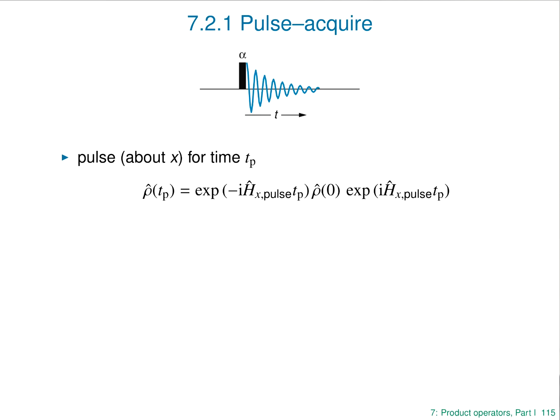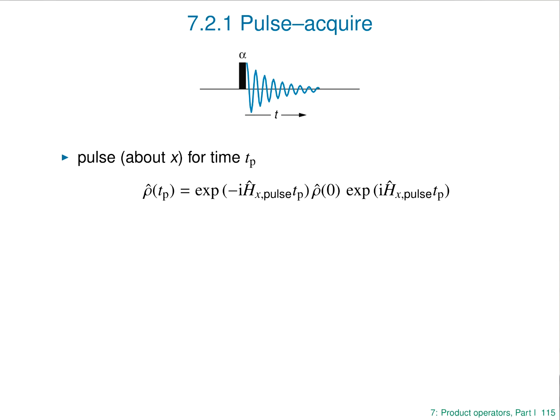So the calculation I'm going to do is just the simplest possible experiment, which is the pulse-acquire experiment. And I'm going to imagine that I do a pulse, and I'm going to make the pulse have a flip angle alpha rather than just making it 90 degrees, just to add a little bit more complexity. And then after the pulse, I'm going to just acquire the signal in the usual way.